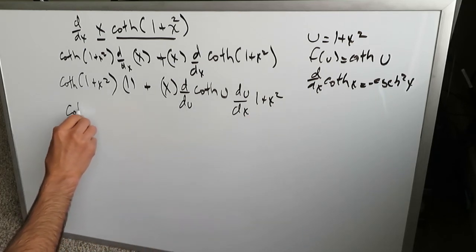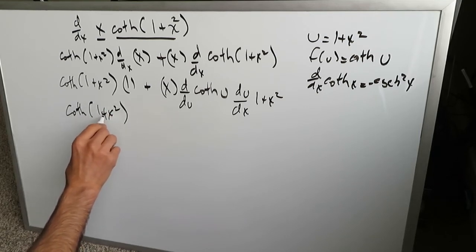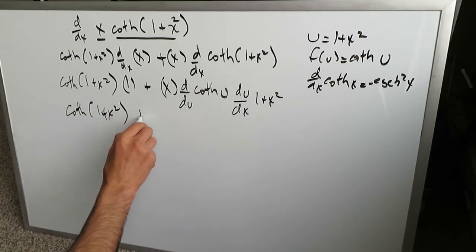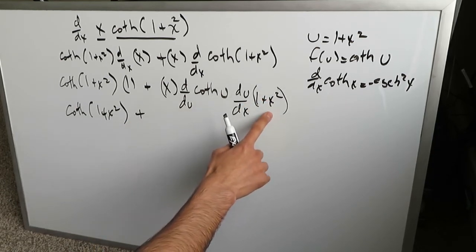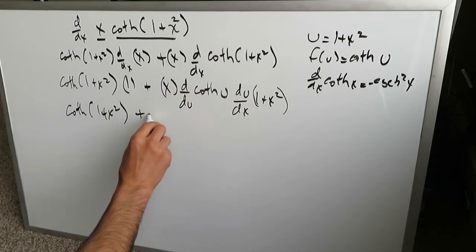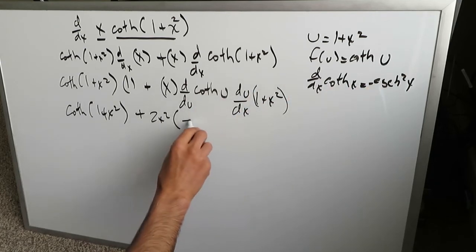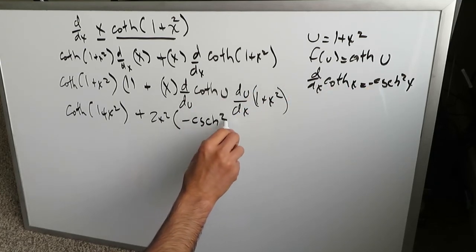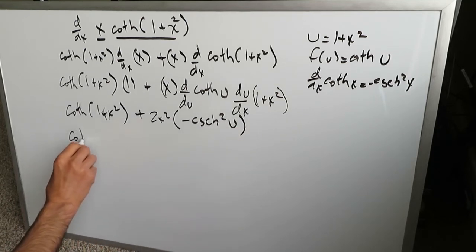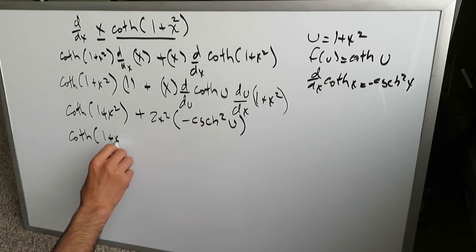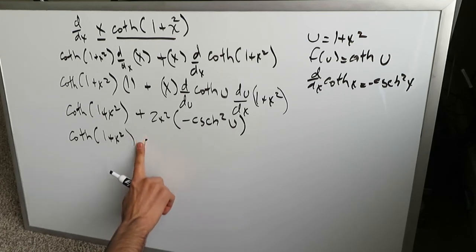Now we come over here, hyperbolic cotangent times 1 plus x squared, nothing to be done over here. Plus, let's do the derivative of 1 plus x squared, which will just be 2x. Polynomial derivative, easy. 2x multiplied by this x, you'll get a 2x squared multiplied by the derivative of this, which is a minus csch squared u. Don't forget that u over here. Now, we have hyperbolic cotangent of 1 plus x squared, plus, we should convert this plus to a minus.